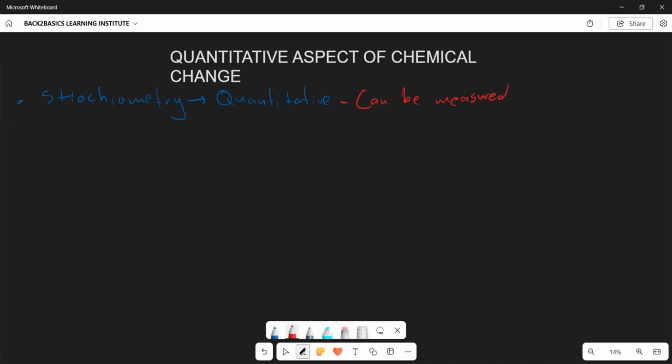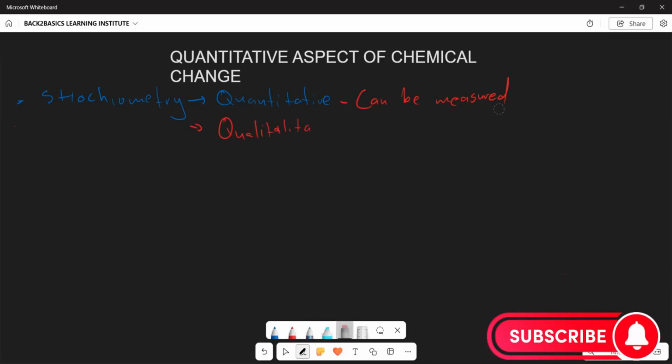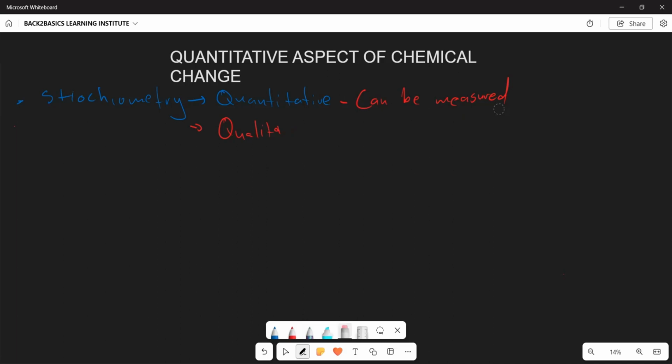It also looks at the qualitative aspect. And yes, qualitative is basically what you are thinking of. Let's fix that. It's qualitative, right? The qualitative aspect is the one that can be observed, so it looks at the things that can be observed.